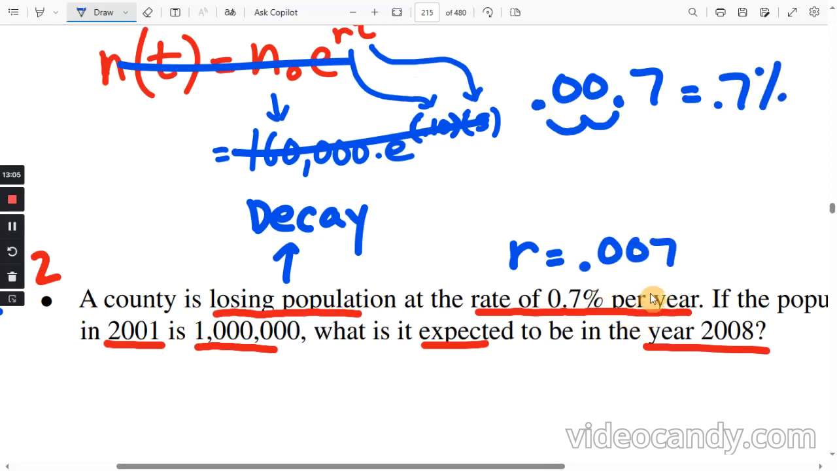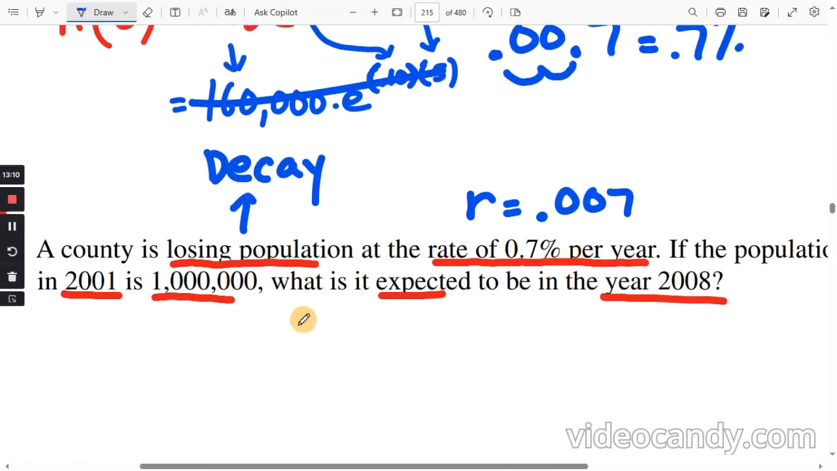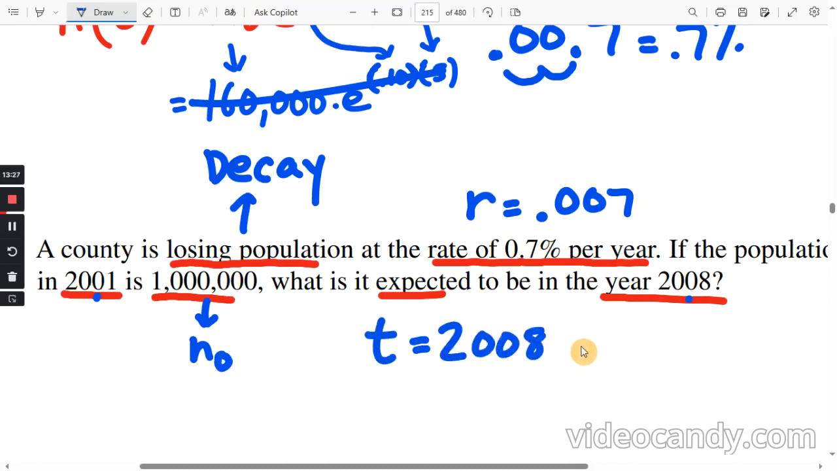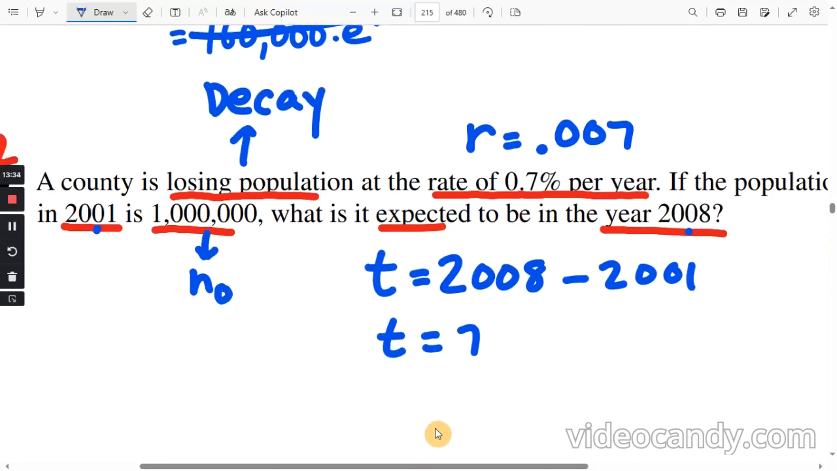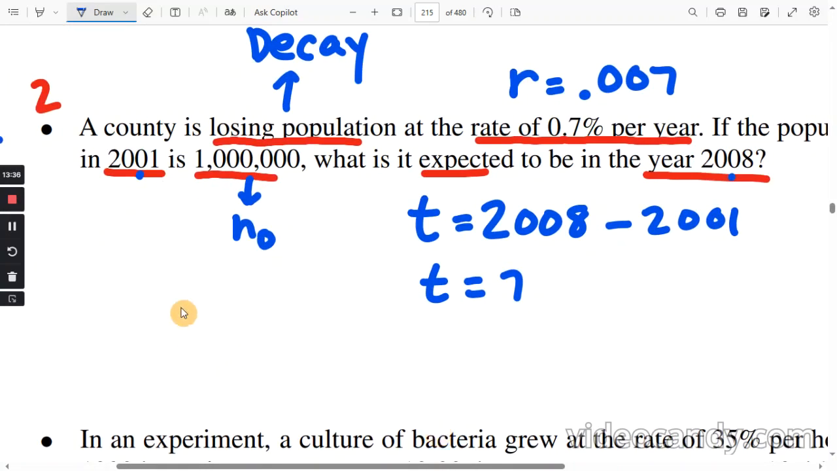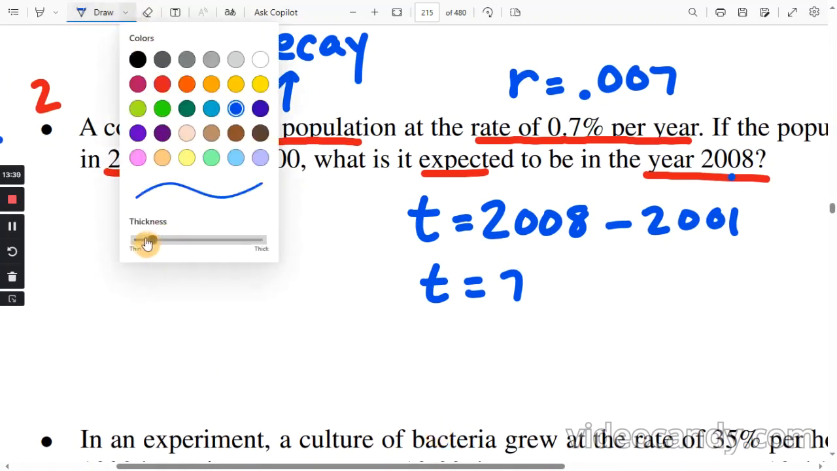Now, let's see. The population in 2001 is 1 million. So that is our initial amount, N sub 0. And t is from 2008 to 2001. So you just subtract 2008 minus 2001, and of course t equals 7. All right, so now we're in business. We're going to use the one for decay.